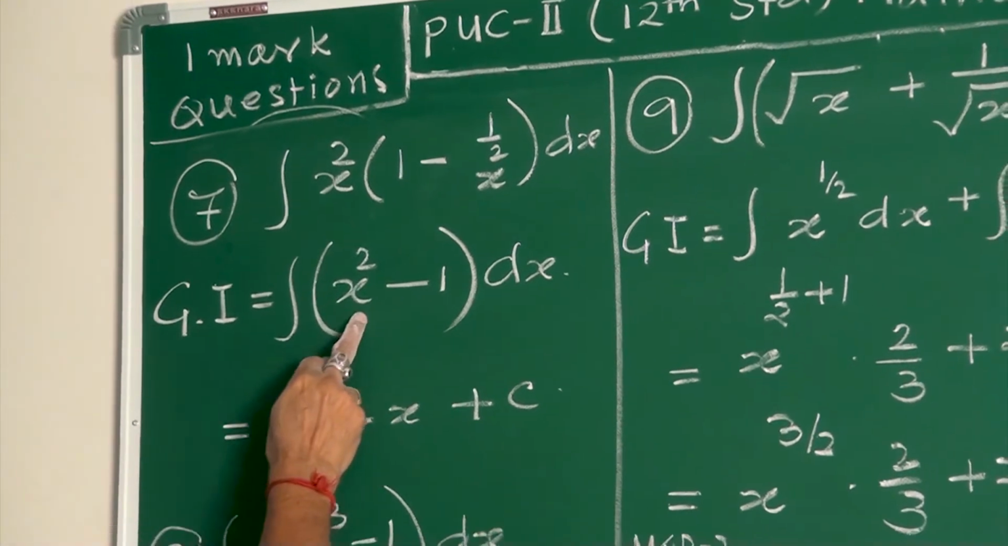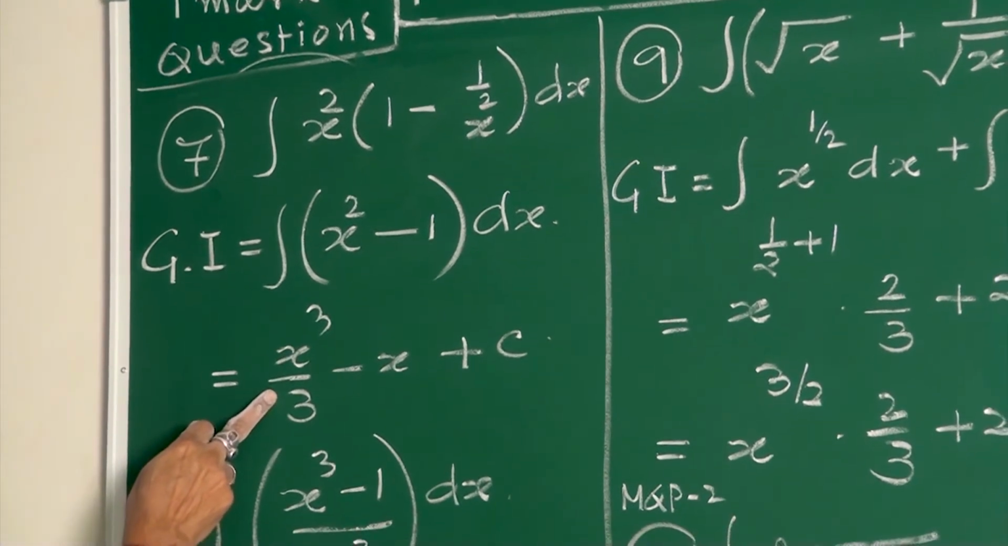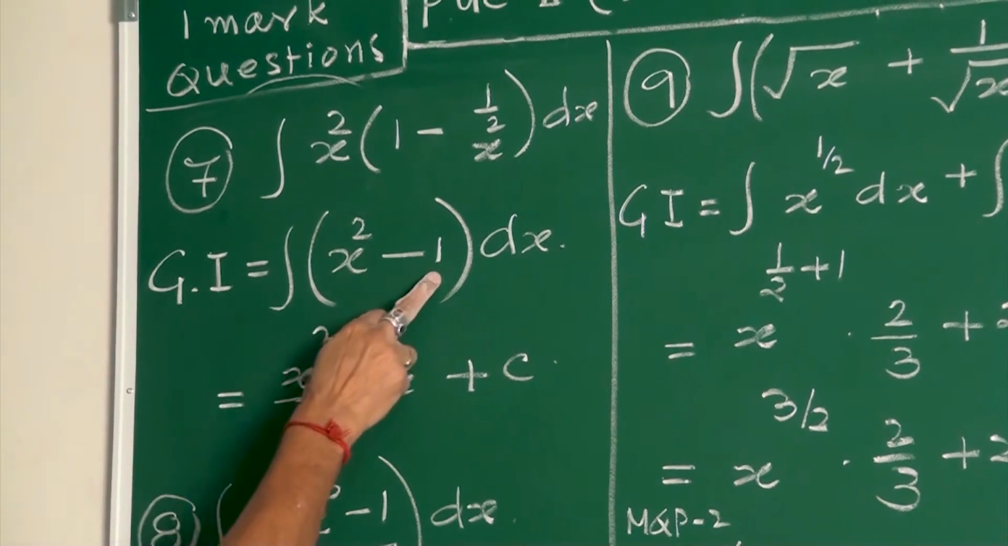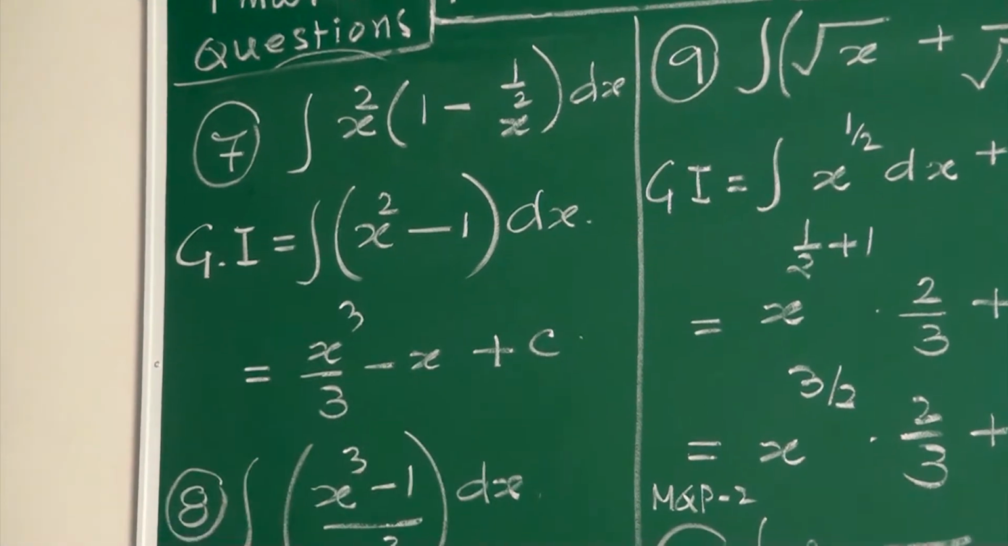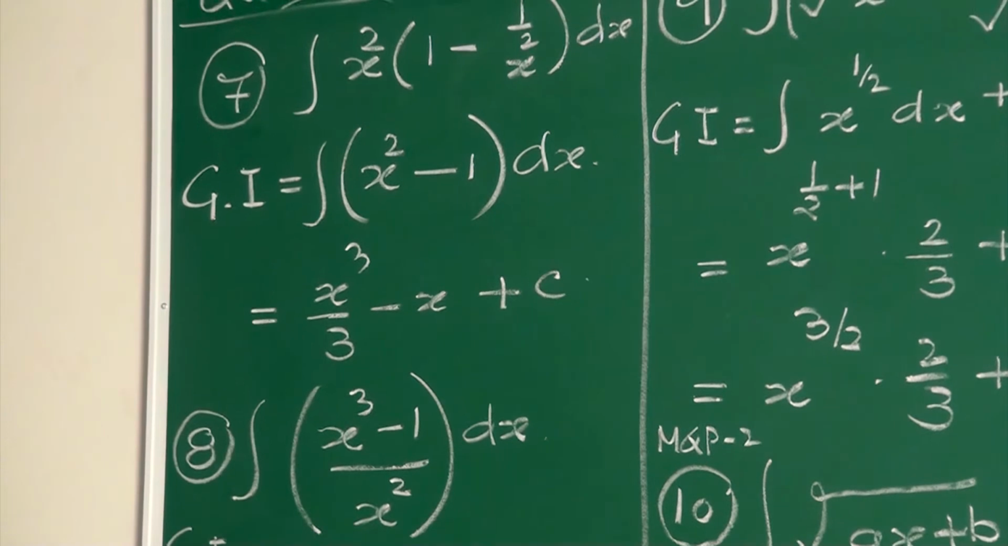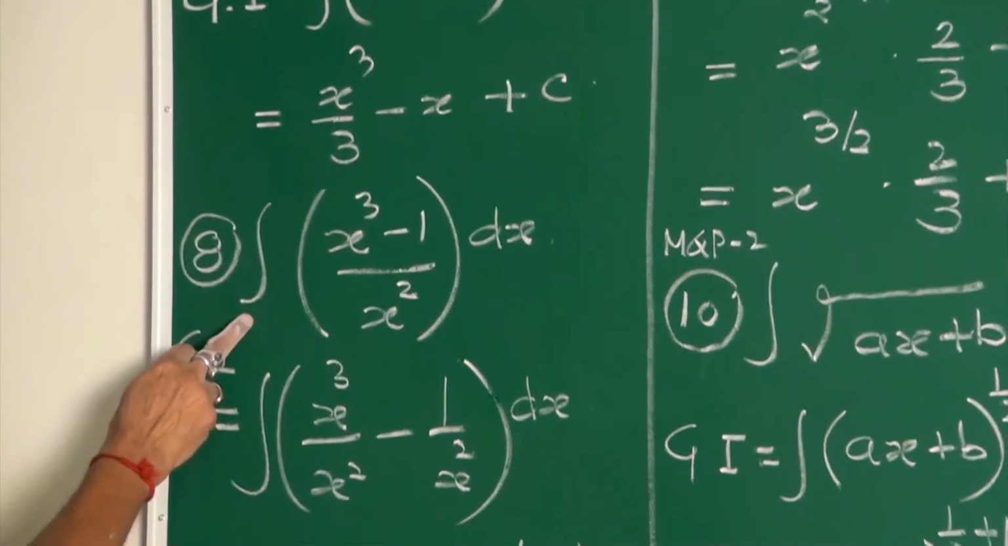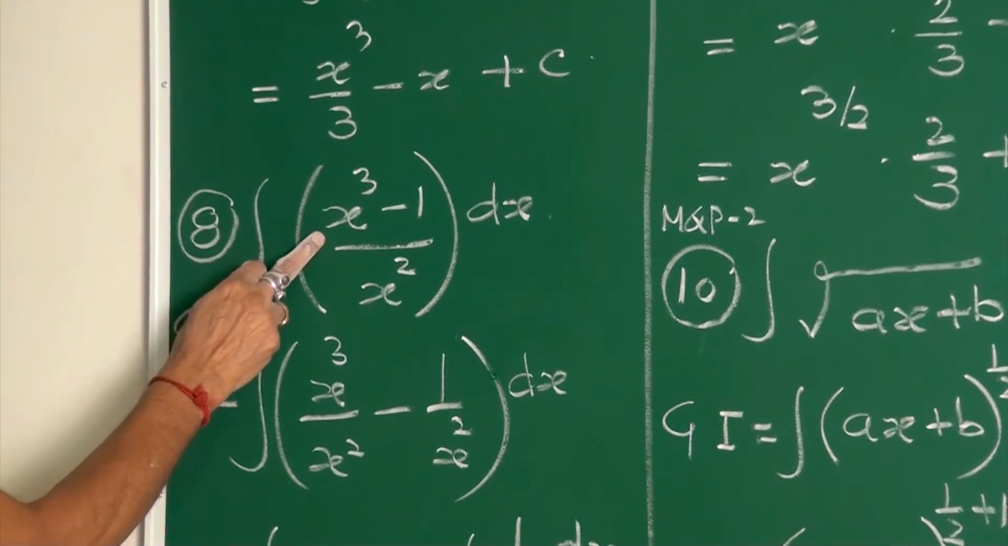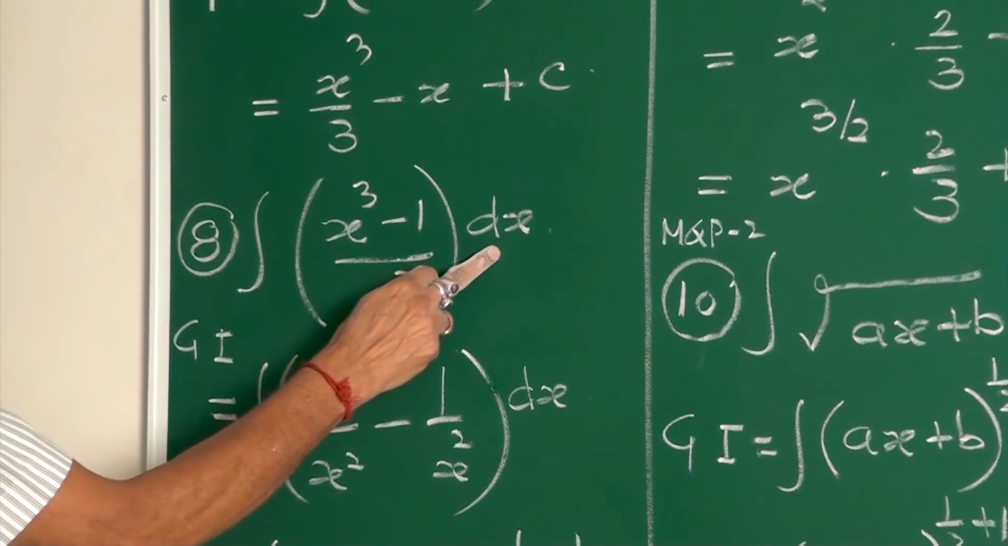What is the integral of x square? It is x cubed by 3, using n plus 1 upon n plus 1, minus 1. The integral of 1 is x, plus c. Instead of multiplication, here it is a division: integral of x cubed minus 1 upon x square dx.